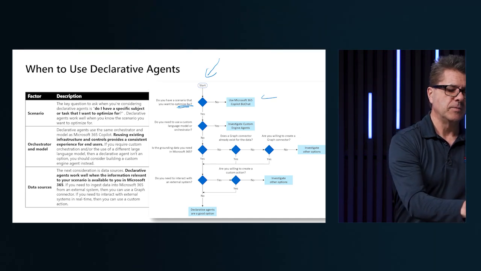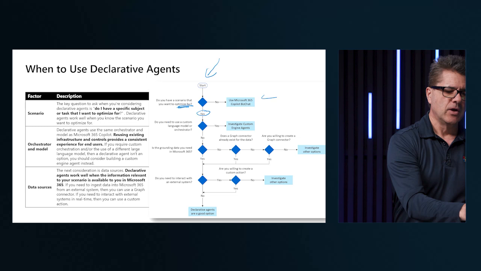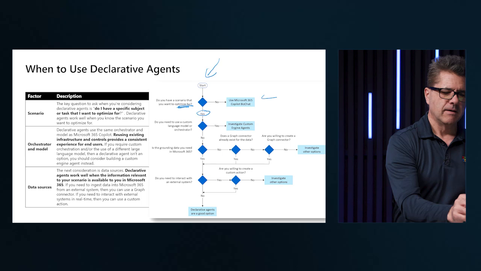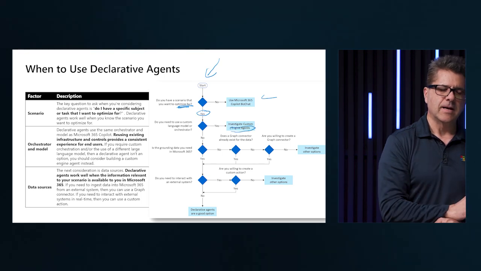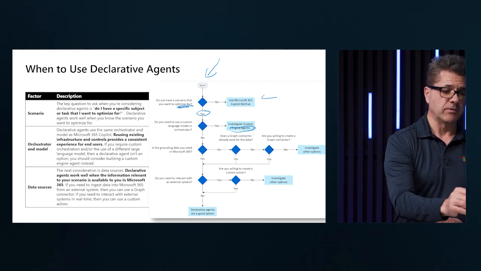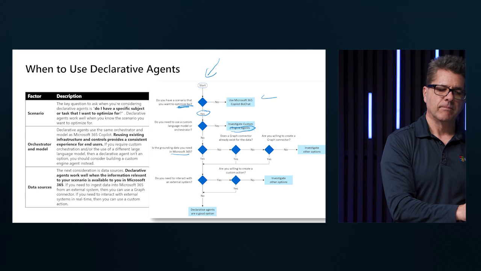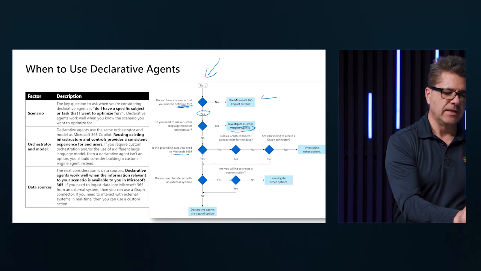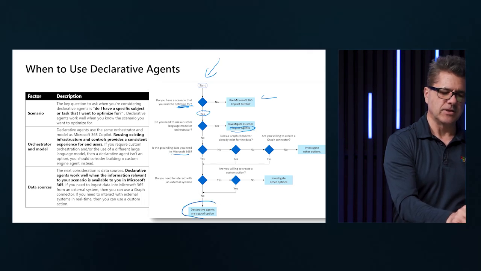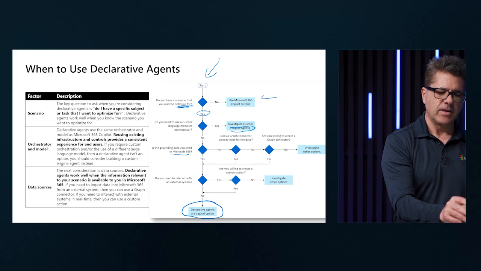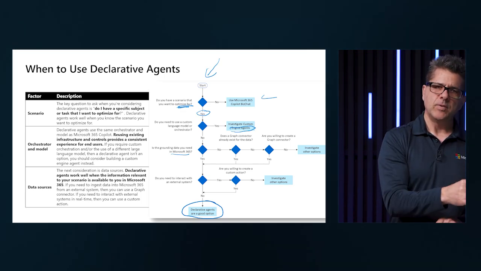Now, if yes, I want to be able to customize, the next question is, do we need to use a custom language model? If the answer is yes, then we should be using a custom engine agent. No, I don't need any custom language model. In that case, the next question is, what about the grounding of your data in 365? If the answer is yes, then do we need interaction with external systems? If the answer is no, declarative agent, that is. Everything else that we would do may not be a declarative agent.